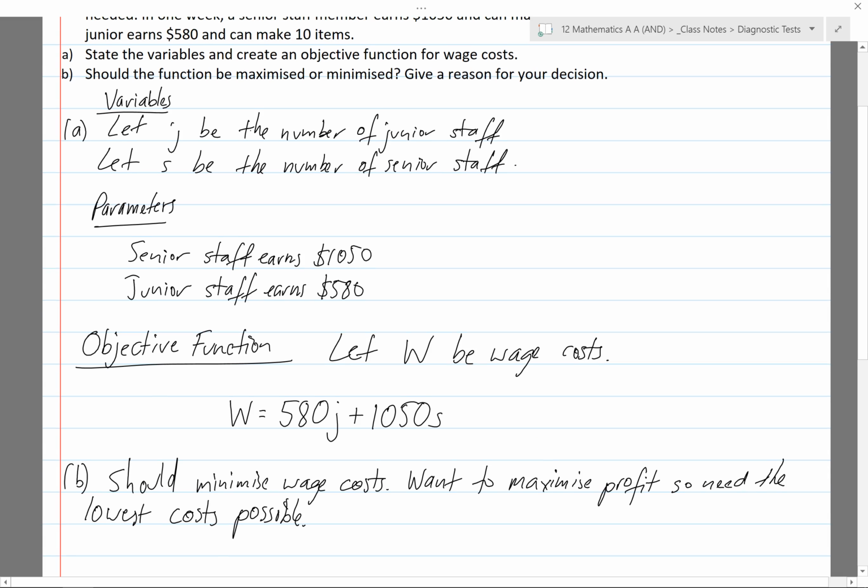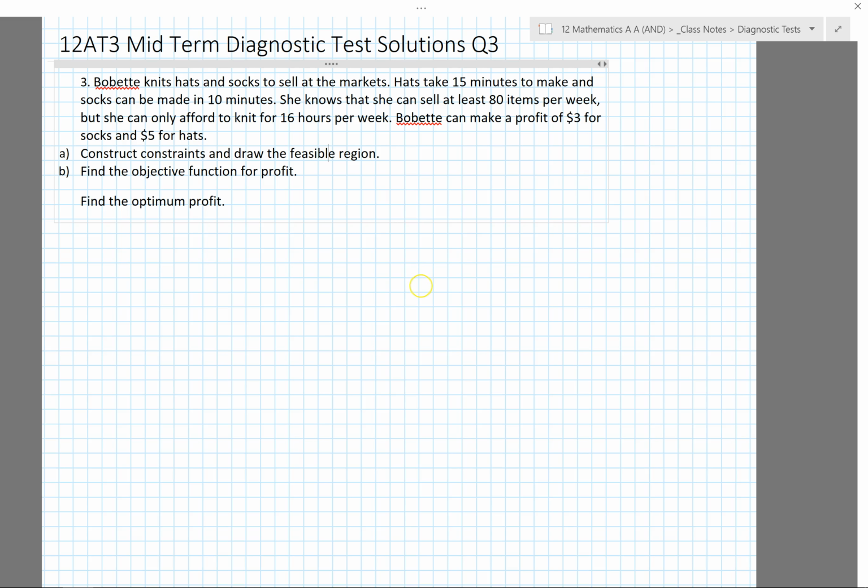Okay, again, read the question, make sure you know what these words mean, variables, parameters, objective functions, so that you're only doing what the question asks you, otherwise it'll take you forever to do the exam. Final problem, problem 3, requires you to do the whole thing, to go through the whole process and actually find an optimum profit at the end.